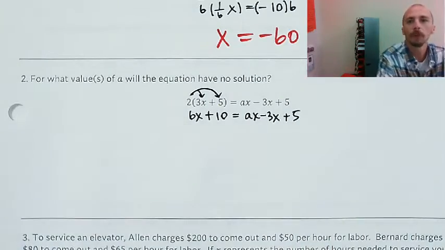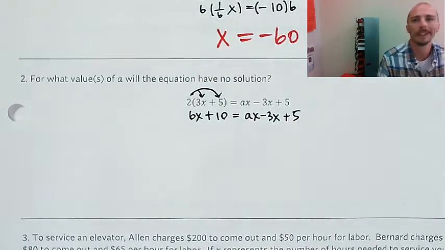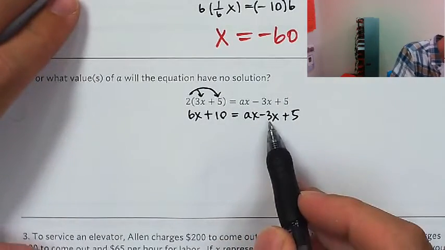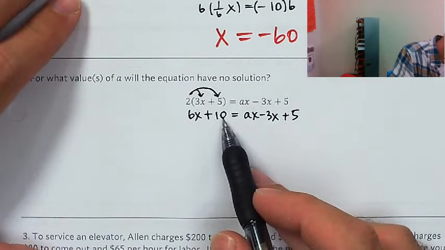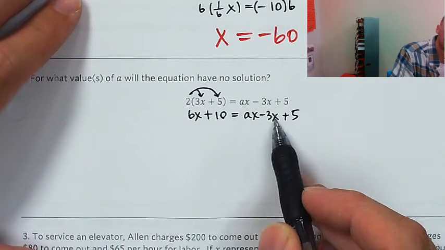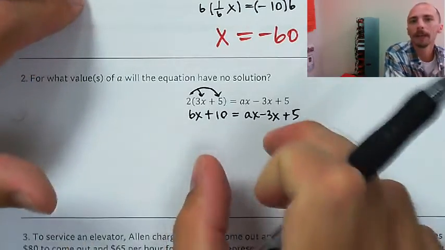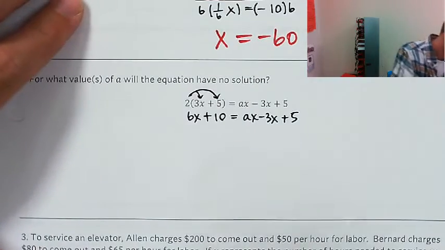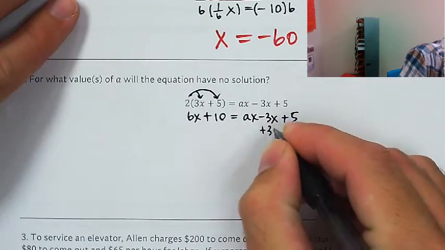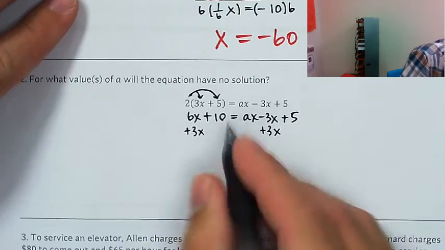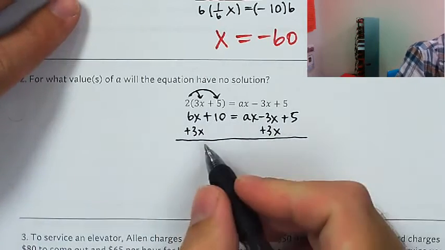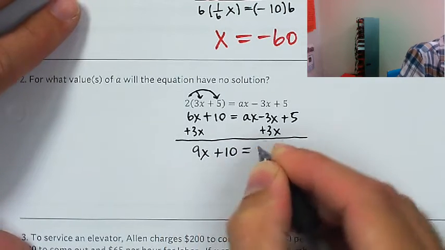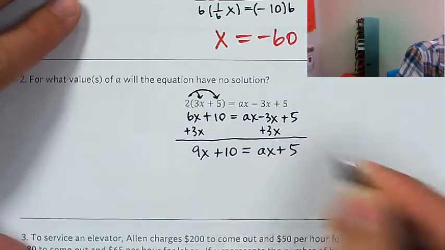And I'm going to solve this one a different way from how I solved it maybe if you were looking at my key when you were in my class grading somebody else's quiz. I'm going to try to add this 3x to both sides so that I can know that I need to have the same number of x's on both sides. I saw somebody's paper that did this, and I thought that was a much more sensible way to do it. So I'm going to add 3x to both sides. And I'll have 9x plus 10 equals ax plus 5.